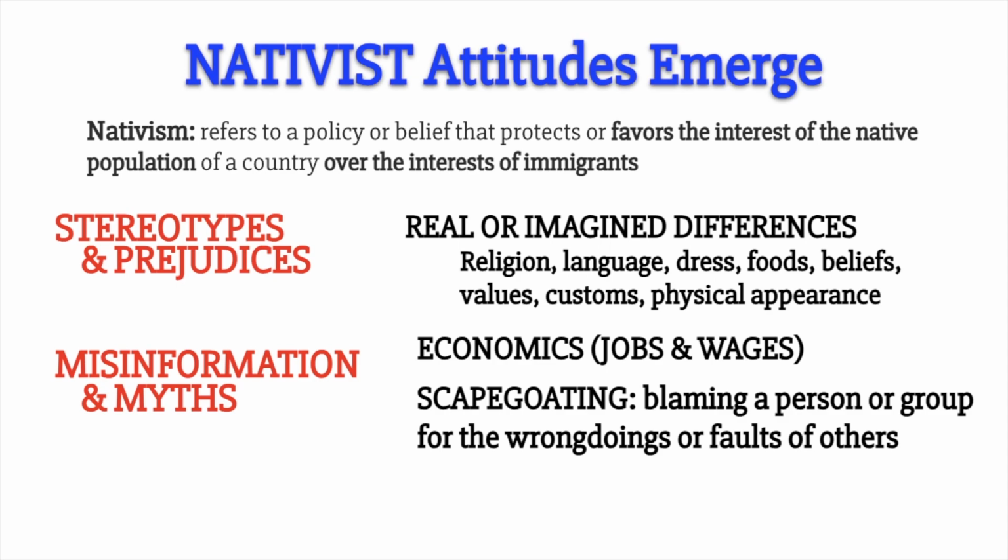And a stereotype is a real or imagined difference that exists between two groups of people. It could be a difference in religion or language or dress, the types of food people eat, the beliefs that they may have, their values and customs, or even based on their physical appearance. Nativist attitudes also come because of economic threats that may be perceived, that immigrants are coming to the United States and taking jobs because they're willing to work for lower wages.